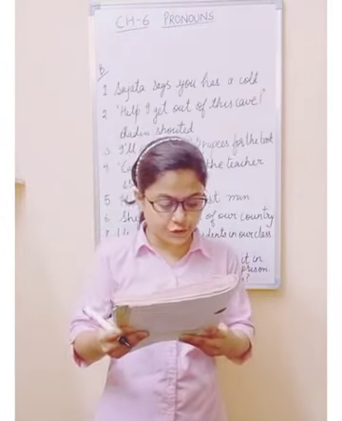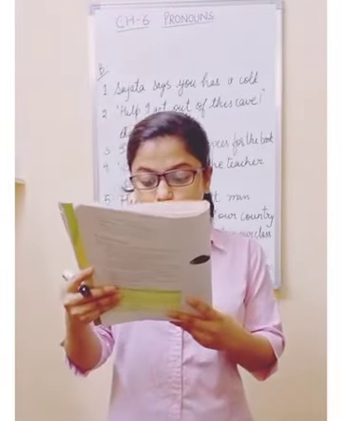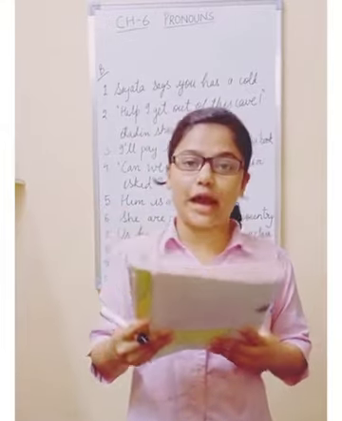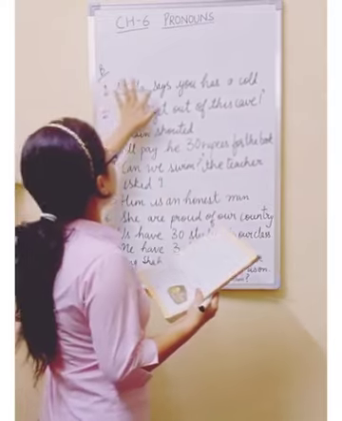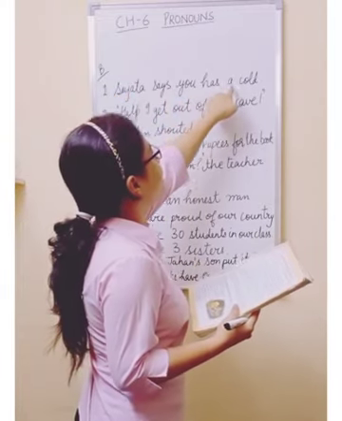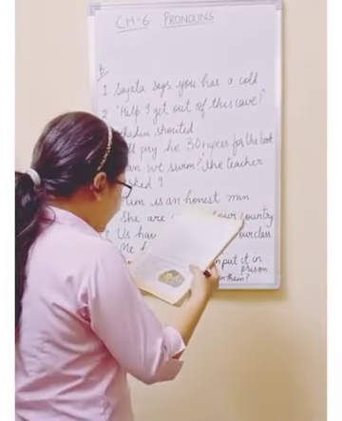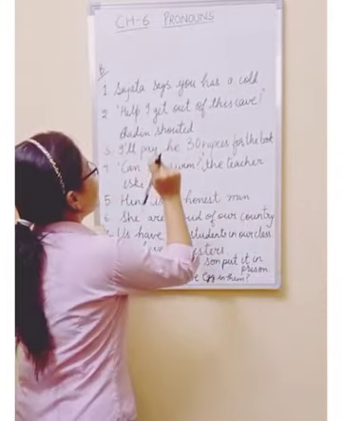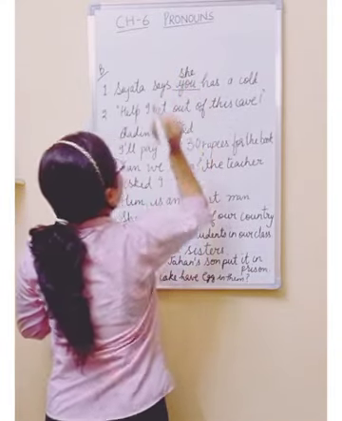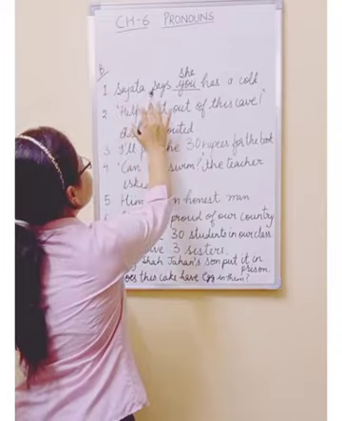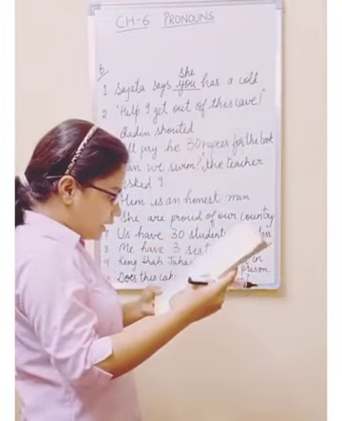Now students, let us do exercise number B. Rewrite the following sentences using correct personal pronouns. Okay. So the first sentence here is, Sujata says you has a cold. So what could be the correct sentence? Sujata says she has a cold. So how are we going to write the sentence? Sujata says she has a cold. Okay. Second.